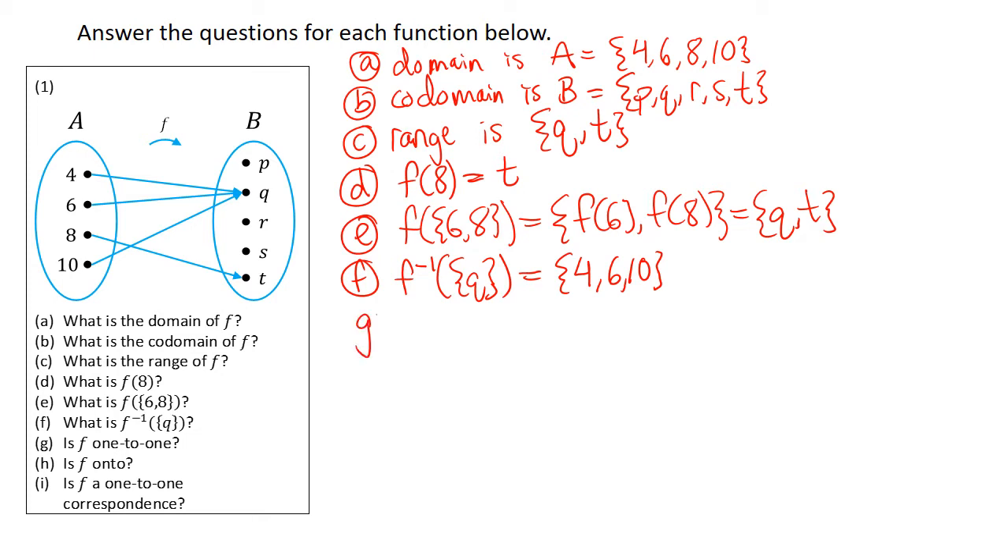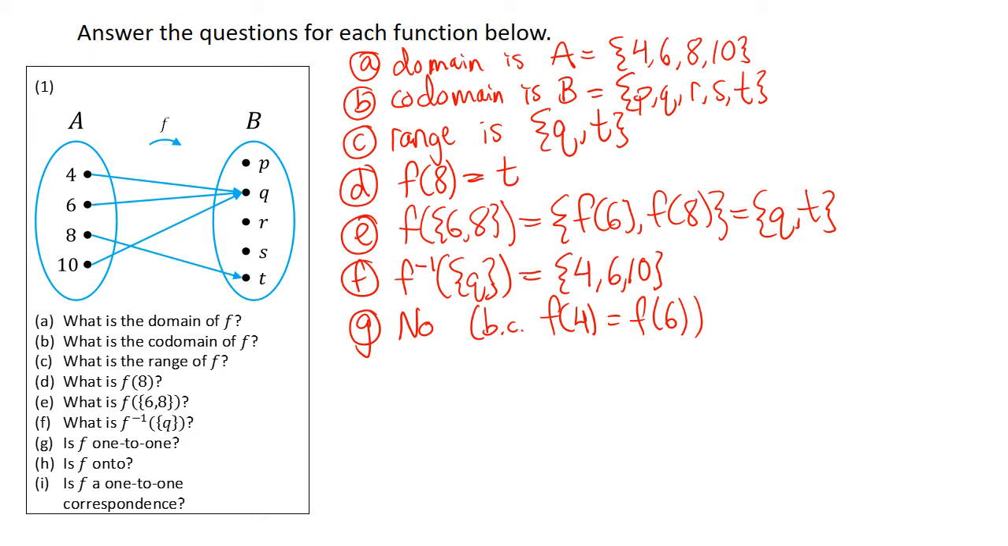Okay, so part G, is F 1-to-1? So 1-to-1 means that different inputs always have different outputs. Or another way to say it is that any output only has one input. So if you get the same output, then you must have had the same input. But this is definitely not the case, because, for example, f of 4 and f of 6 are the same, which is not something that would happen if it were 1-to-1.